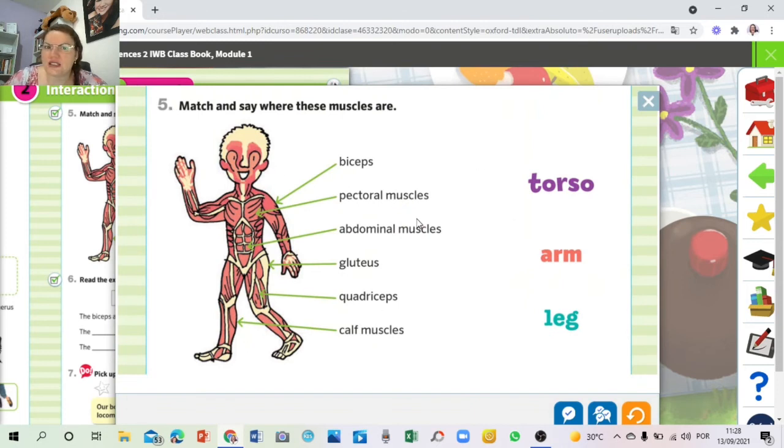Look, before this exercise, antes desse exercício, look at these parts, these muscles that we have. Olhe para esses músculos que nós temos. Look, repeat to me. Let's go. Listen and repeat, okay? Biceps. Pectoral muscles. Abdominal muscles. Gluteus. Quadriceps. Yes. Okay? Quadriceps.